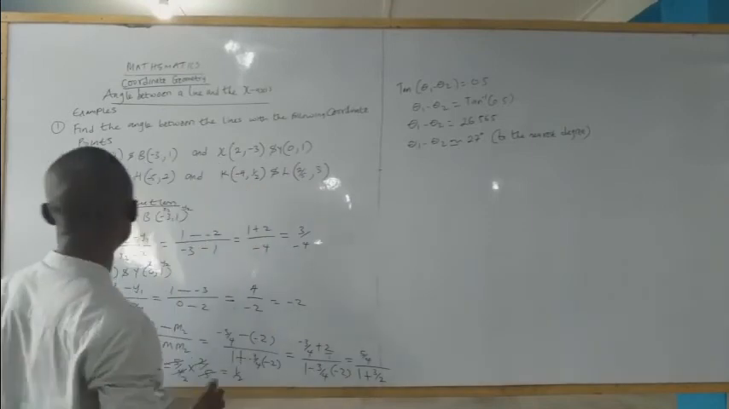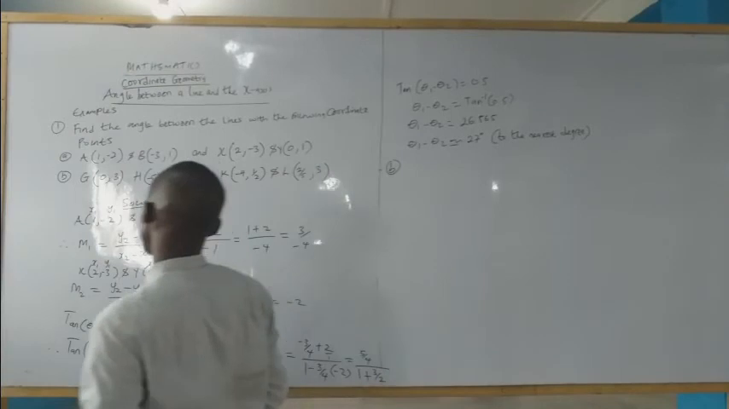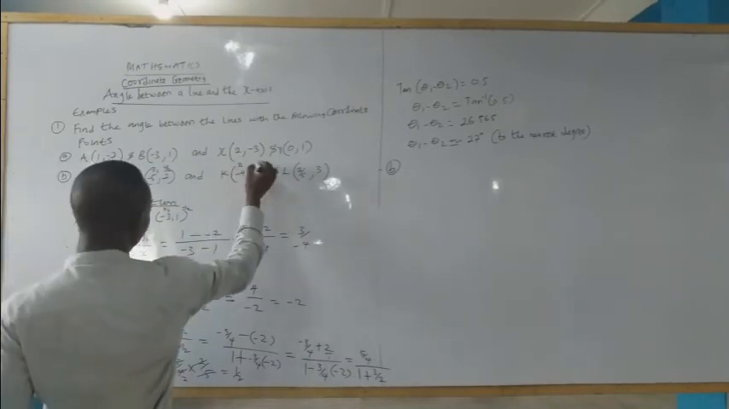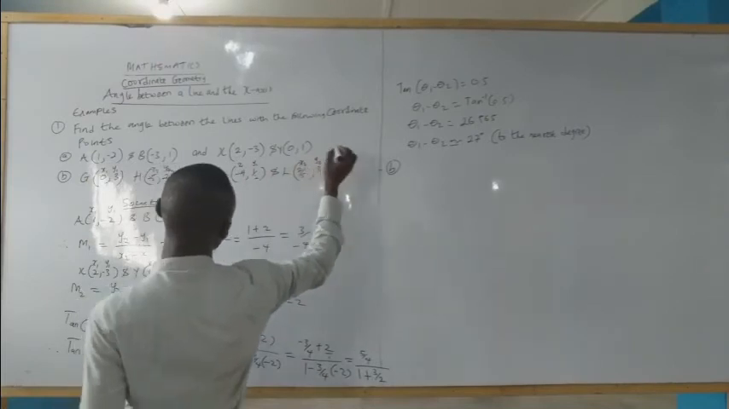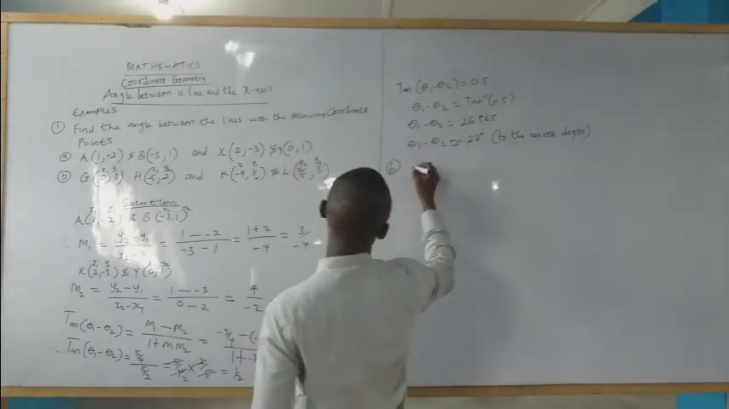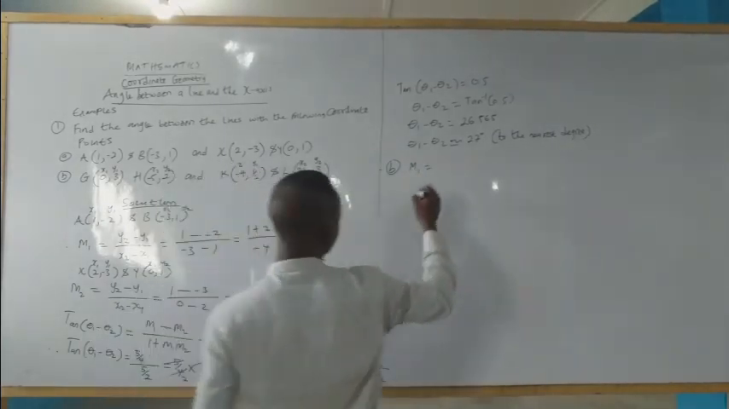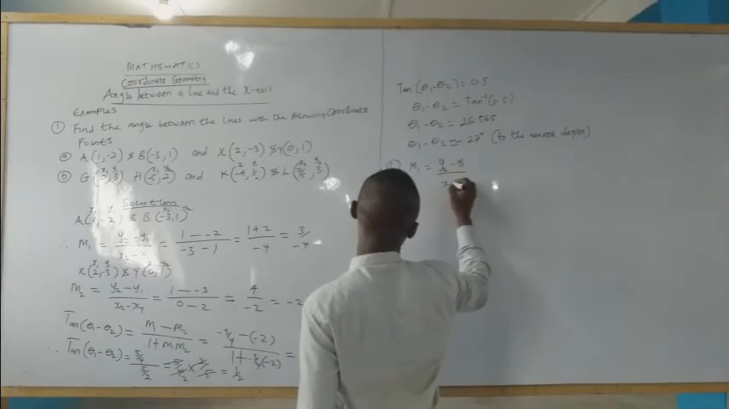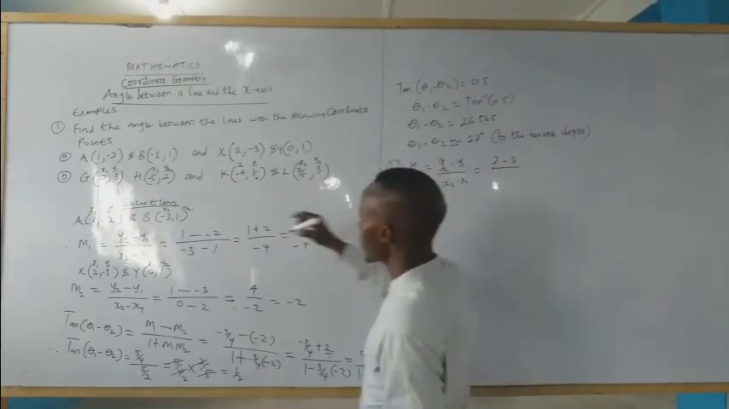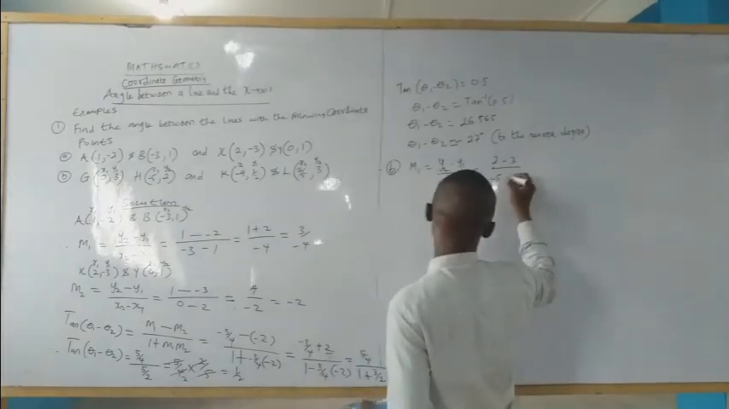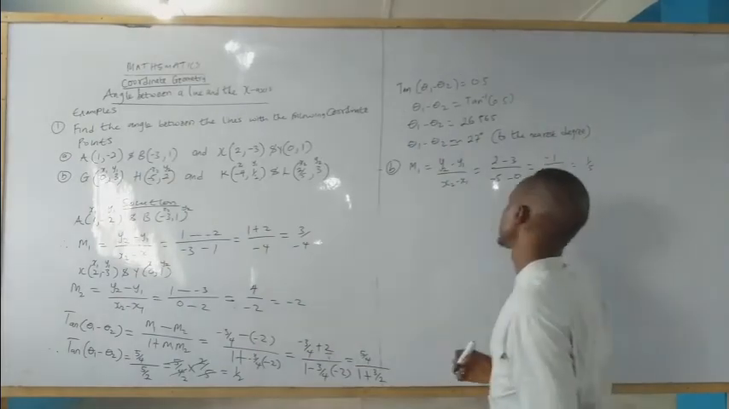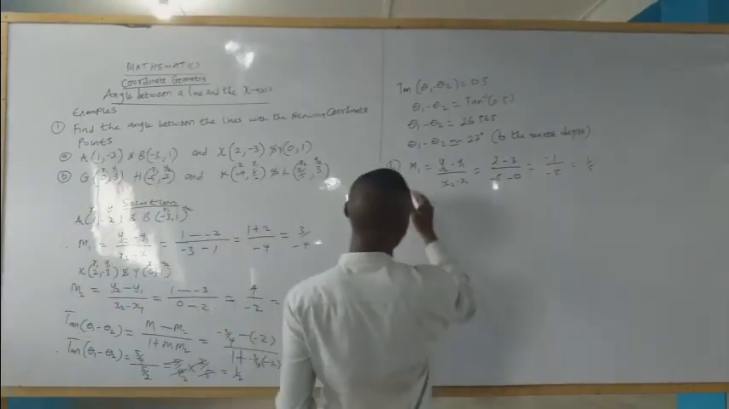We have that. So let's look at number 2. Number B, in the same fashion from here, you can just say S1, Y1, S2, Y2. Do the same thing to this. From here, I can simply calculate the gradient of the first line, GH. M1 is equal to Y2 minus Y1 over S2 minus S1. So for this, Y2 is equal to 2 and Y1 is equal to 3, over S2 equal to minus 5 and S1 equal to 0. So this gives me minus 1 over minus 5, which is equal to 1 over 5. So M1 is equal to 1 over 5.